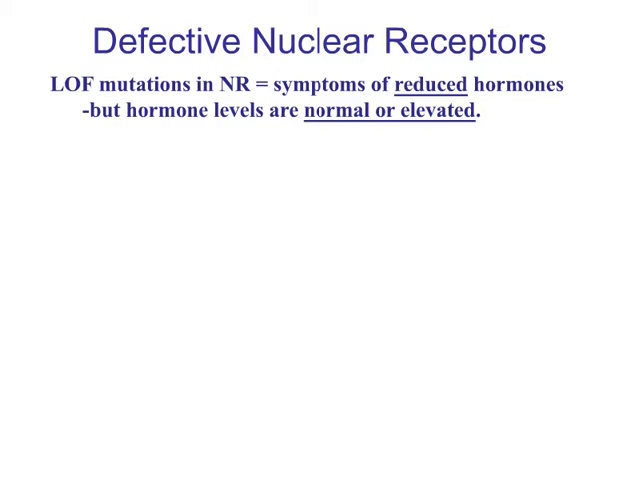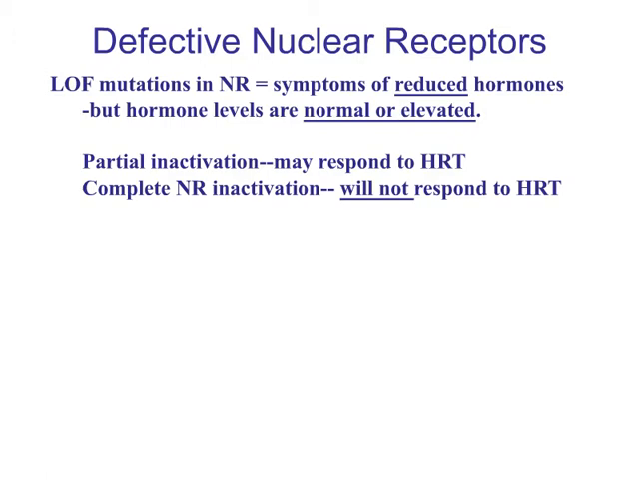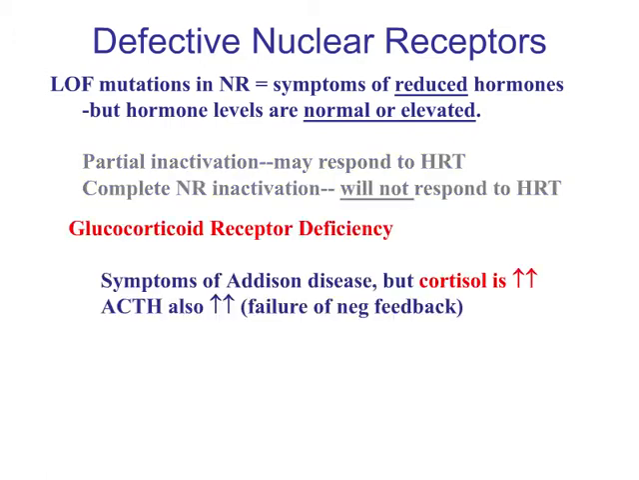If the loss-of-function mutation is only partial, then these individuals may respond to some forms of hormone replacement therapy. However, if the loss-of-function mutation is complete, hormone replacement therapy will be without effect. A loss-of-function mutation in the glucocorticoid receptor can result in what's known as glucocorticoid receptor deficiency.